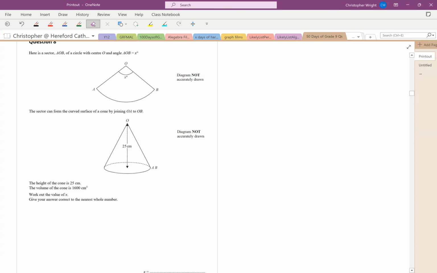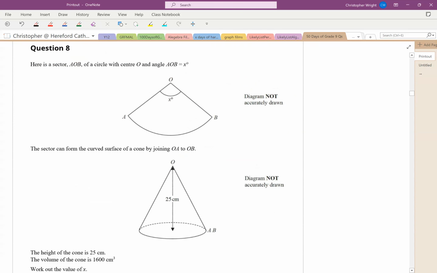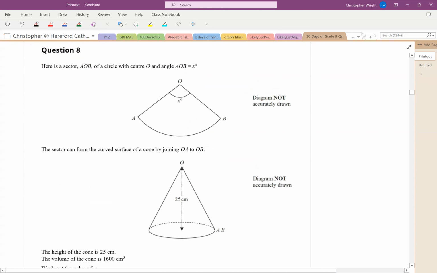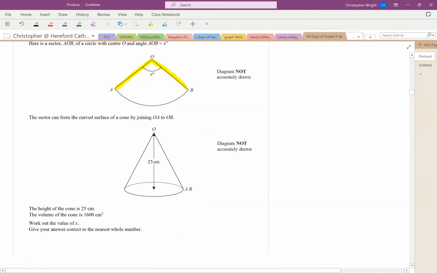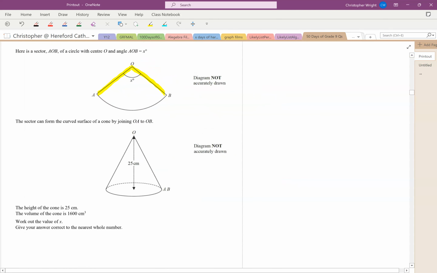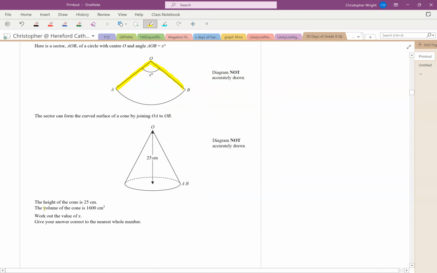Question 8. I've got the sector of a circle, OAB, where O is the centre of the circle, and there's an angle of x at the top. This sector is curved around so that OA meets OB, and it forms the curved surface of a cone. I'm told the height of the cone and the volume of the cone. Work out the value of x.